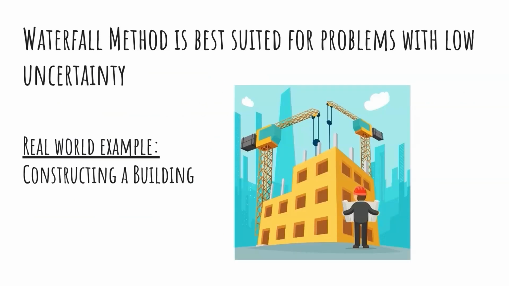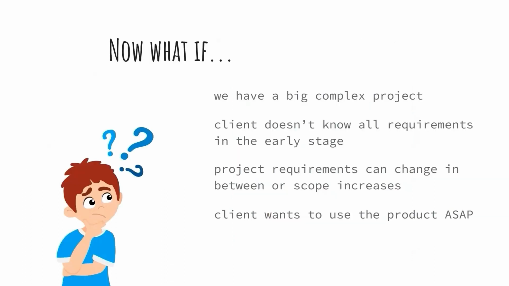Here is a real world example of the Waterfall method. The Waterfall method is best suited for problems with low uncertainty. When we have to construct a building, we do all the planning before starting the building. Then we start constructing the building. It might take 2 to 3 years for completing the building, and then finally we deliver the product, which is the building.